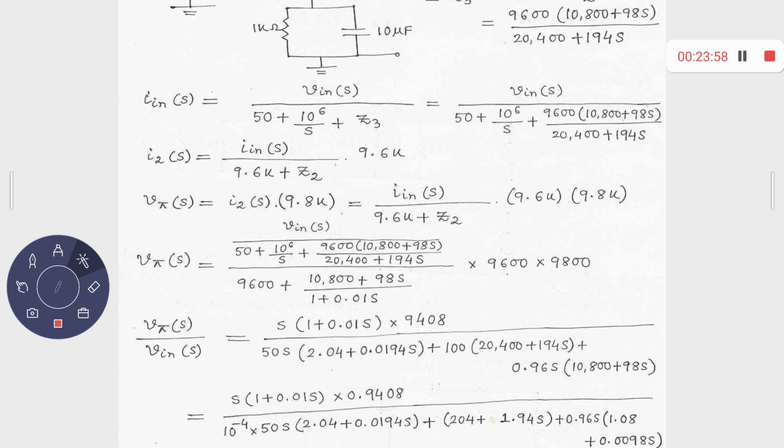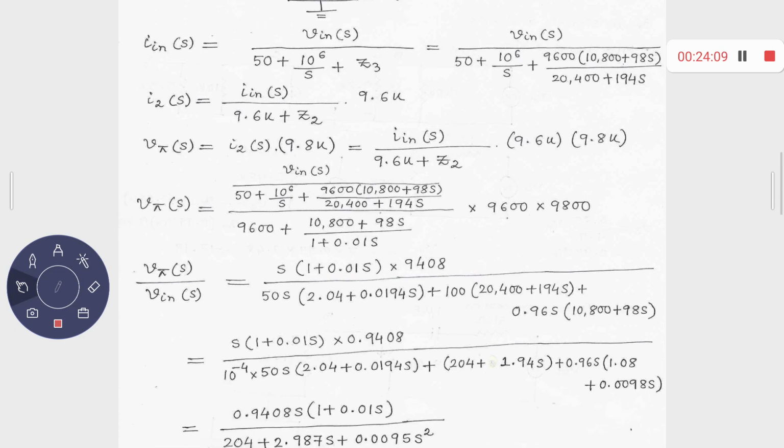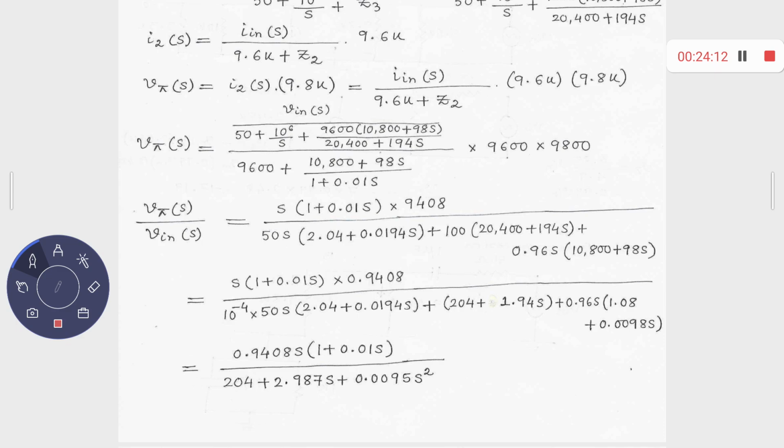And if you just do this calculation, then ultimately, you have two capacitors in your circuit, one the coupling, second one is your bypass. Two capacitors will give you a second order system. This is the expression: 0.9408 S multiplied with 1 plus 0.01 S divided by 204 plus 2.987 S plus 0.0095 S square. That is the relation between V pi and V in. Last time you have seen that the value is equal to 0.99. It's no longer a function of frequency, but this time it's a function of frequency, and it is something like 0.9408, and so on and so forth.